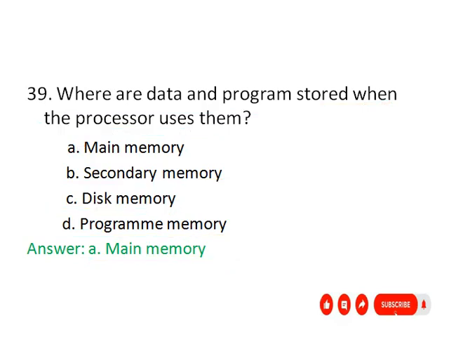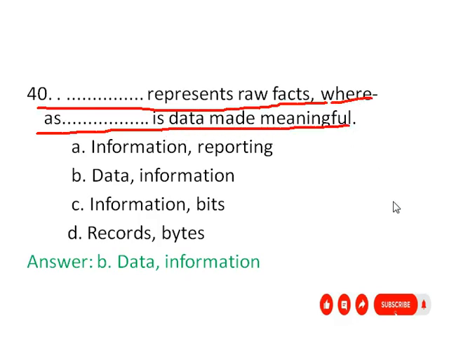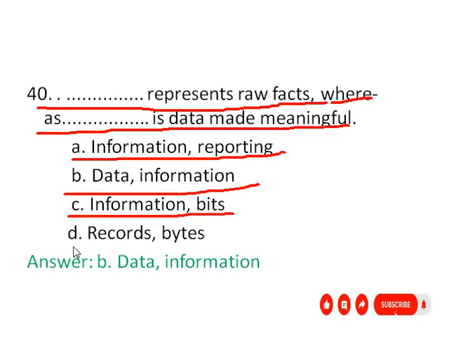Our next question is: dash represents raw facts, whereas dash is data made meaningful. Option A, information and reporting. Option B, data and information. Option C, information and bits. Option D, records and bytes. So here the correct answer is option B, data and information. Data means raw facts and information means meaningful data which are made from raw facts.